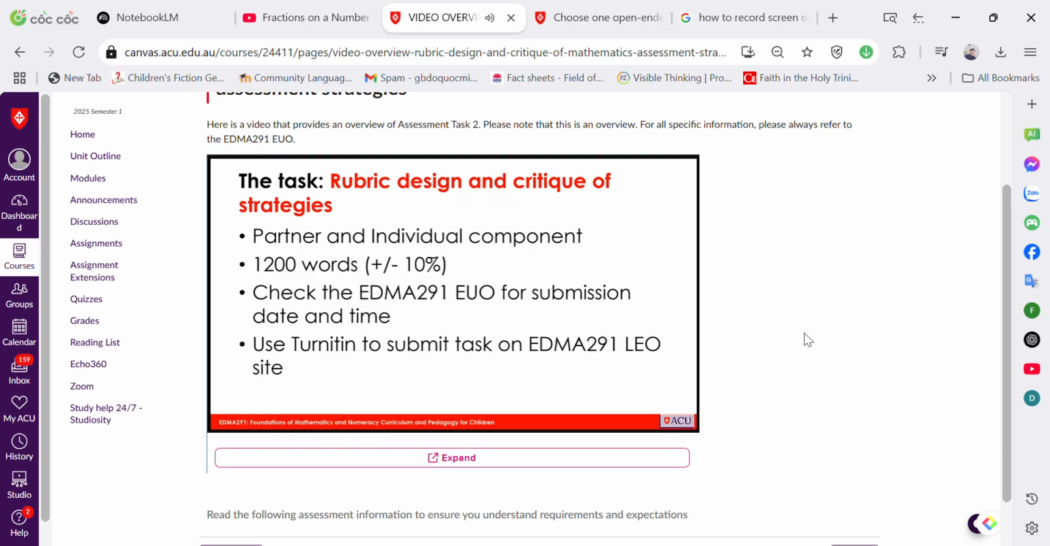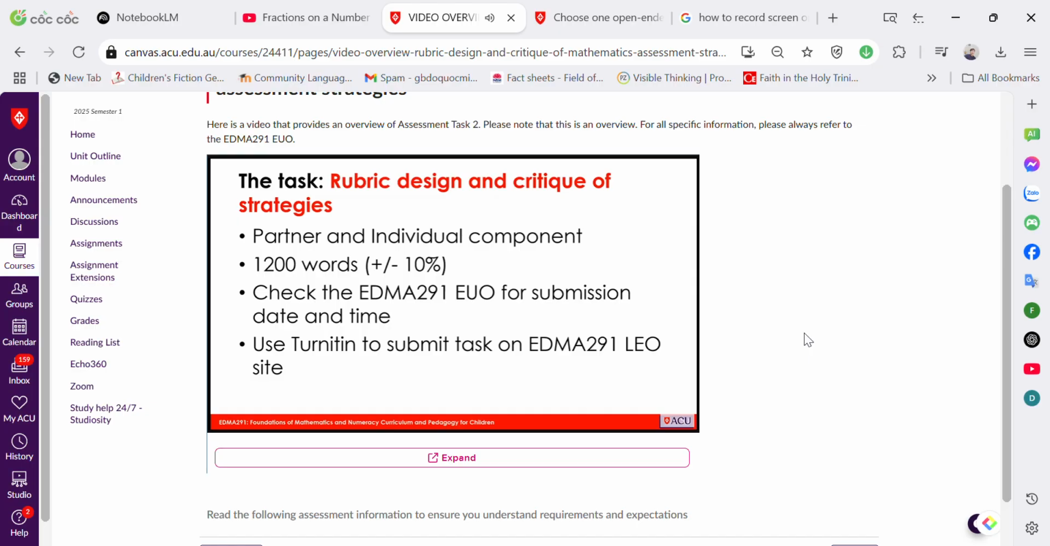We decided to make a change for this in terms of supporting you with probably the more challenging parts of this assessment task, in that you can get to work with a partner should you choose. So there will be a partner element and there will be an individual component as well. This task is worth 1,200 words plus or minus 10%. And then please make sure you check out the extended unit outline for the submission date and time.